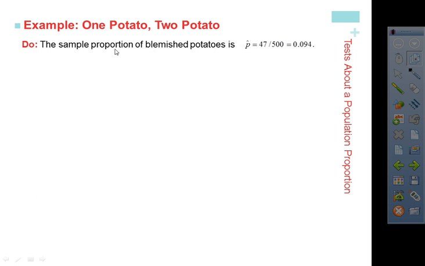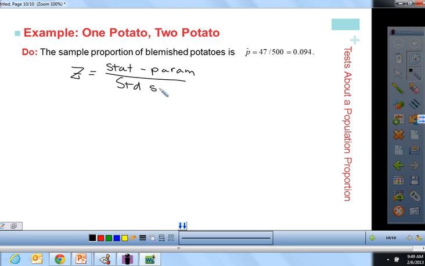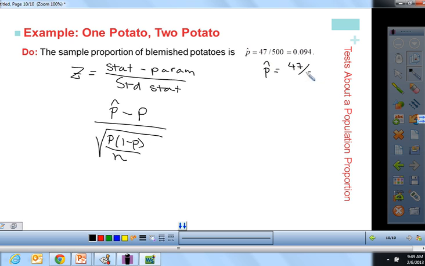Now we're on to the do part. The sample proportion of the blemishes is p hat, which equals 47 over 500. So remember that our Z statistic, our test statistic, according to the green sheet, says take the statistic minus the parameter over the standard deviation of the statistic. So what happens is that we're actually dealing with P, so my statistic is P hat minus my parameter, which is P, over the standard deviation of the statistic, which says take my P times 1 minus my P over my N. All right, so over to the side, besides having P hat is 47 over 500, I would also have my P written, which is 0.08, and then I would have my sample size of 500 written over here as well. This is the information I need in order to plug it into the formula correctly.